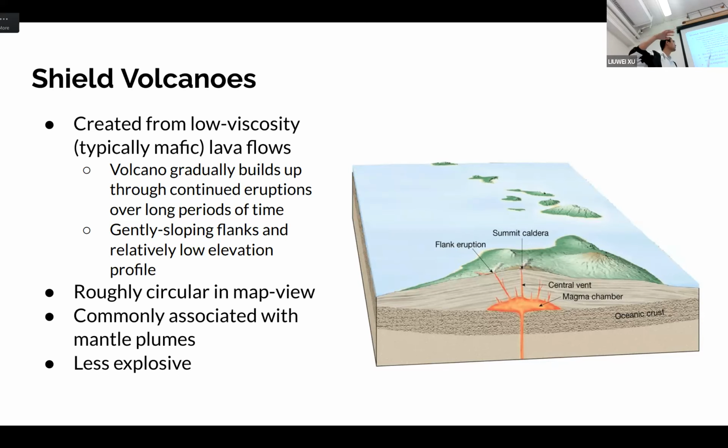If you see it from the top, in map view, you will find it's roughly circular, and it's commonly associated with mantle plumes. So this is the mantle plume here, this red line. And it's less explosive because it's a continuous and gentle flow.